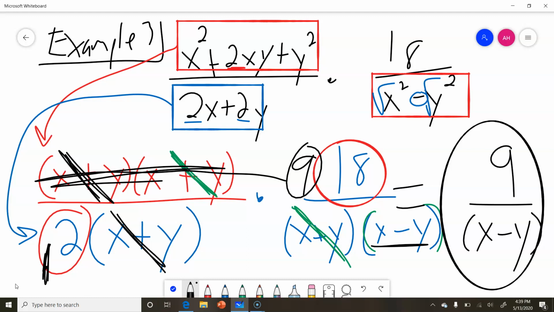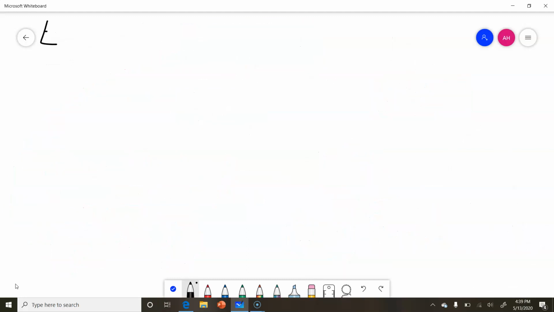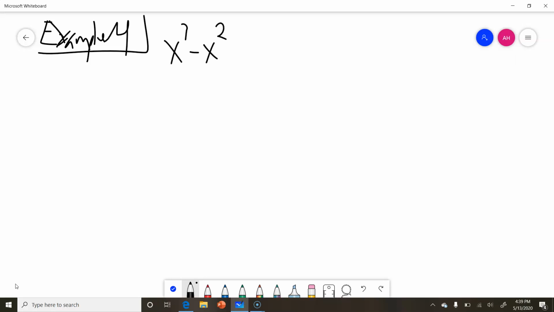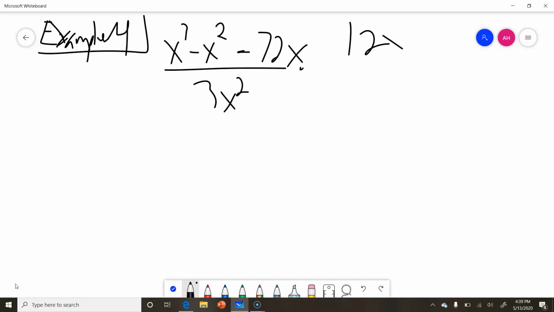Okay, so if you would now please look with me to example 4. Okay, we're going to do the next one. So this is example 4. So this one we have x cubed minus x squared minus 72x, all of that, over 3x squared, all of that, times 12x over x squared plus x minus 56.